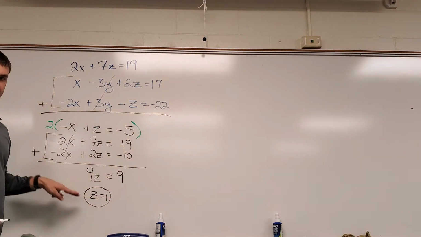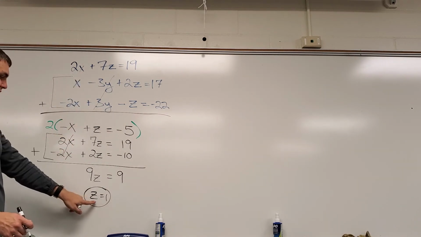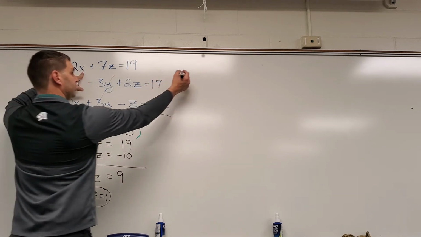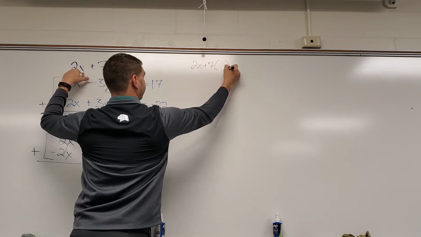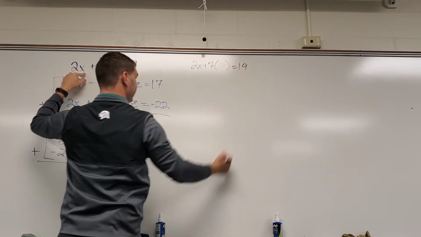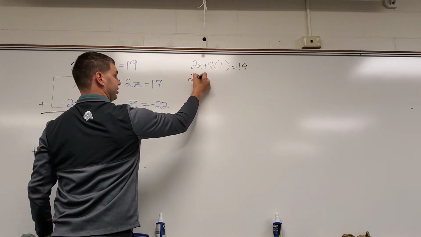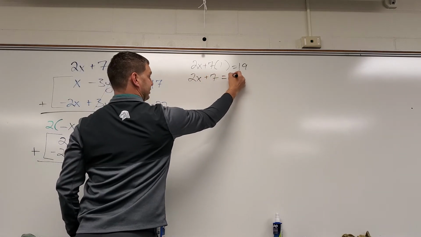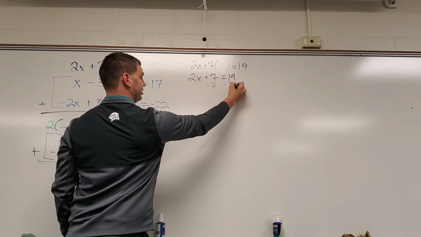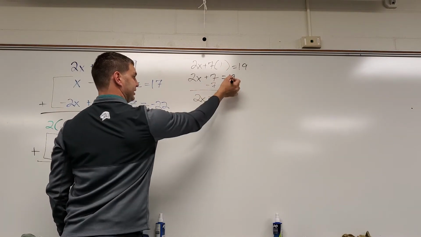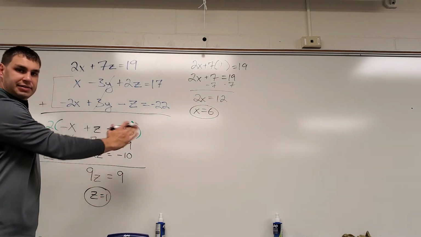Right? So once I have one variable, I can plug it back in. I'm just going to go right to my top one, because that also just has a z and one other variable, an x. So if I take this over here and write 2x plus 7, and then instead of z, I'm going to leave that blank, equals 19. And in place of z, we're going to put 1. So just like that, we're going to have 2x plus 7 equals 19. Okay, then I'm going to have to subtract 7 on both sides. 2x equals 19 minus 7 is 12. So x equals 6.